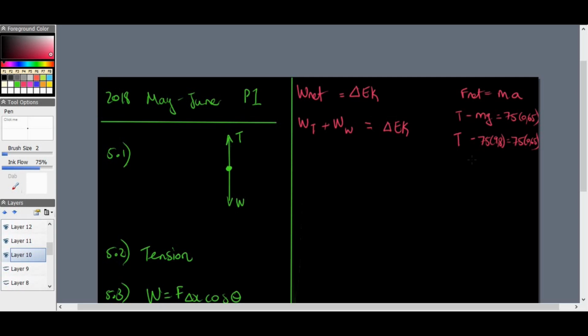So let's just check this out. Put on my light because I can't see anything. 75 times 9.8, that's T minus 735, and that equals 75 times 0.65, that is 48.75. So that's going to come over, and that's going to be a plus. Therefore, tension, in this case, plus 735, gives me an answer of 783.75 newtons is the force of tension here. So now I'll just block this off.